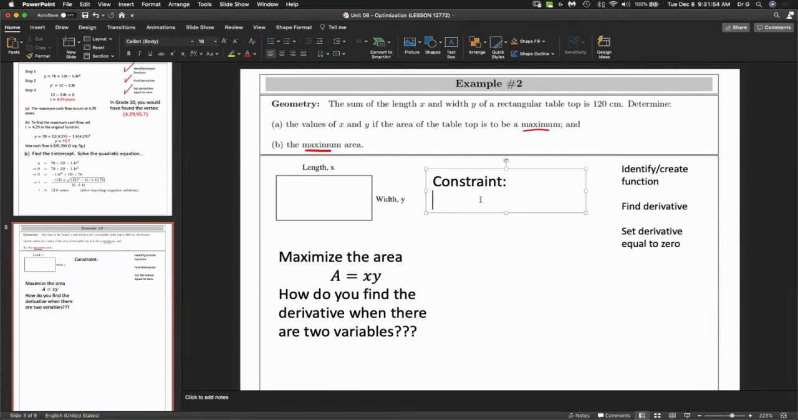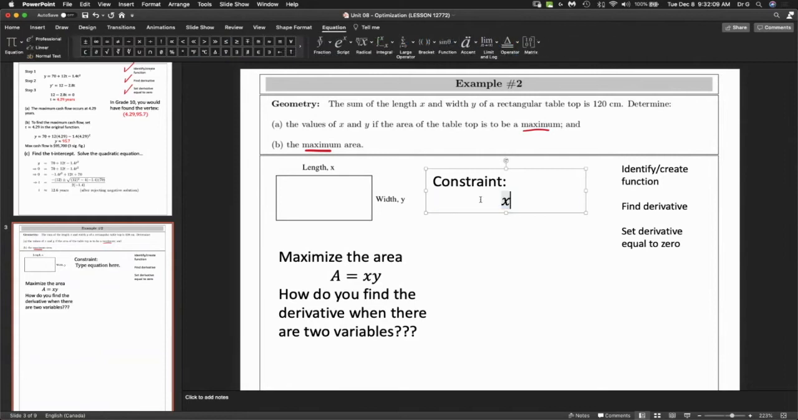Close, Prabiti. You did the perimeter, but this one just says the length and the width. Yes, just x plus y. I know it's a little bit counterintuitive. It obviously shows that you've done many questions in the past, because usually it'll be a perimeter constraint. But for this question, for whatever reason, it's a constraint on the sum of the length and width.